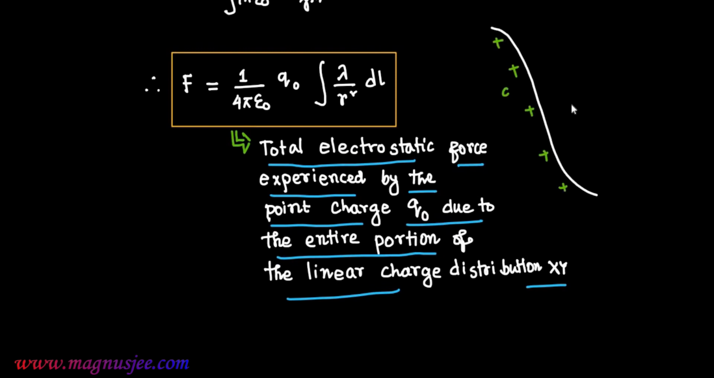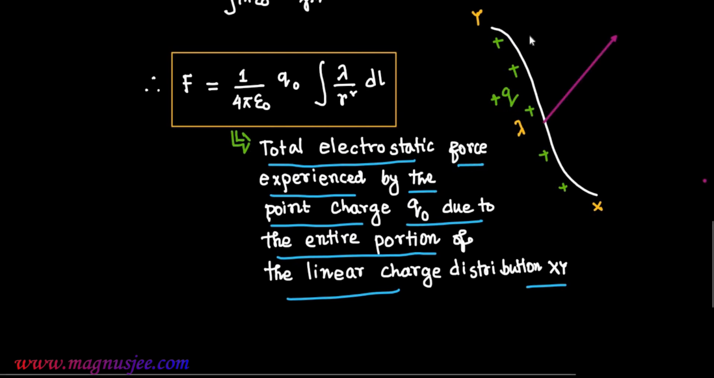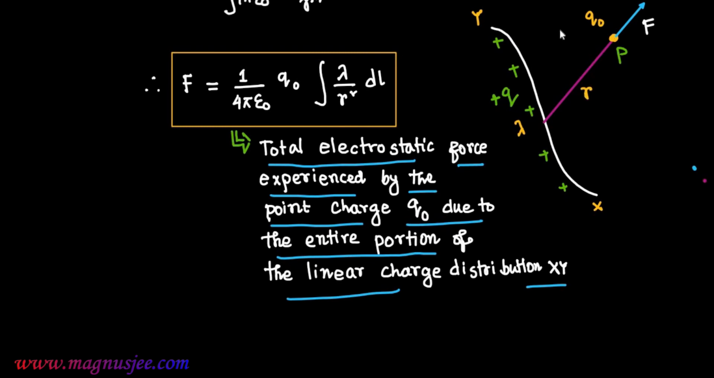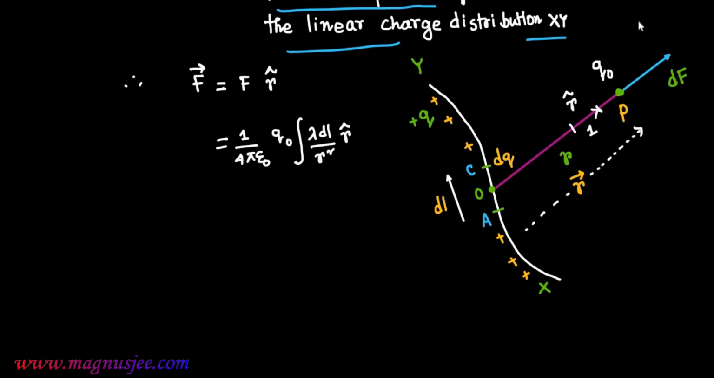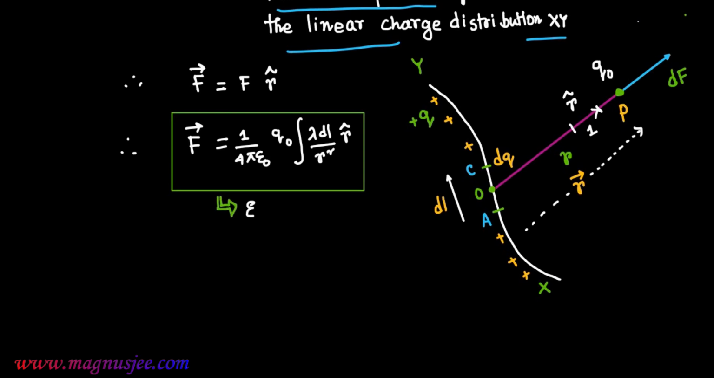Q naught is the point charge placed at the point P, lambda is the linear charge density of the line xy, and F is the total electrostatic force experienced by the charge Q naught due to the linear charge distribution xy. Therefore, the electrostatic force vector experienced by the point charge is F r cap, where r cap is the unit distance vector. Vector F equal 1 by 4 pi epsilon 0 Q naught integration lambda dl by r square r cap, which is the electrostatic force vector.